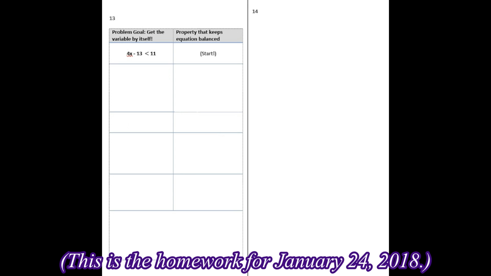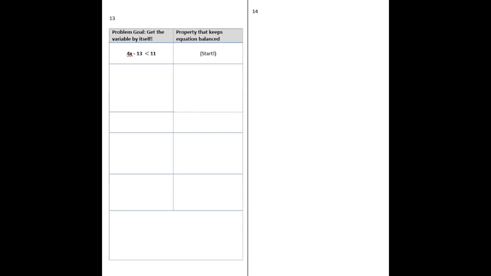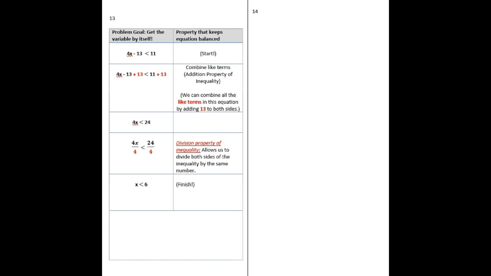This is the homework for the evening of the 24th, and we're starting off with an inequality. 4x minus 13 is less than 11. The first thing we're going to do is the addition property of inequality, which is the same as the addition property of equality. We're just going to add the same thing to both sides. Add 13. So we have 4x is less than 24.